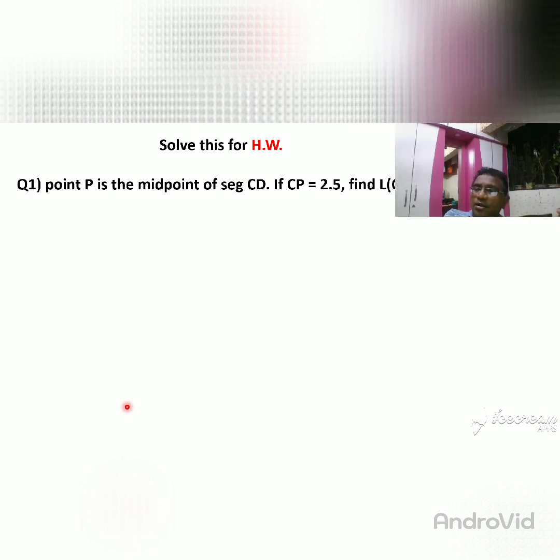I hope that all of my sincere students understand it very well. Whether you understand or not can be checked with the help of the homework. So here is one problem for you for homework. You can solve this problem and send it to me on my WhatsApp number.